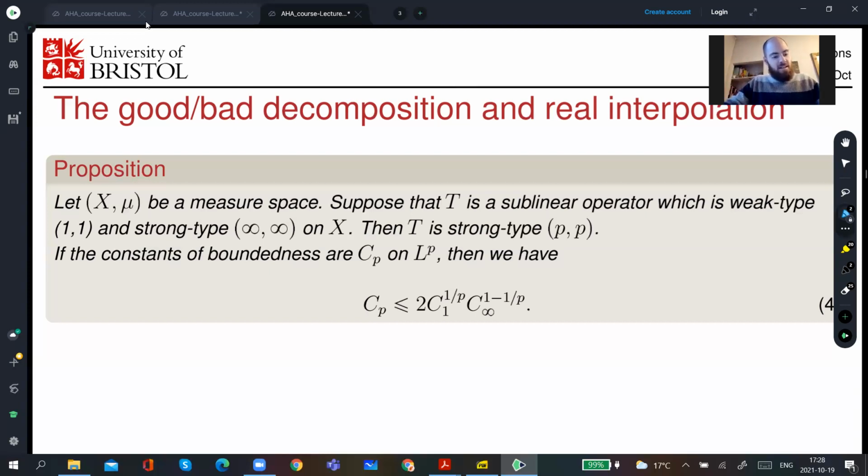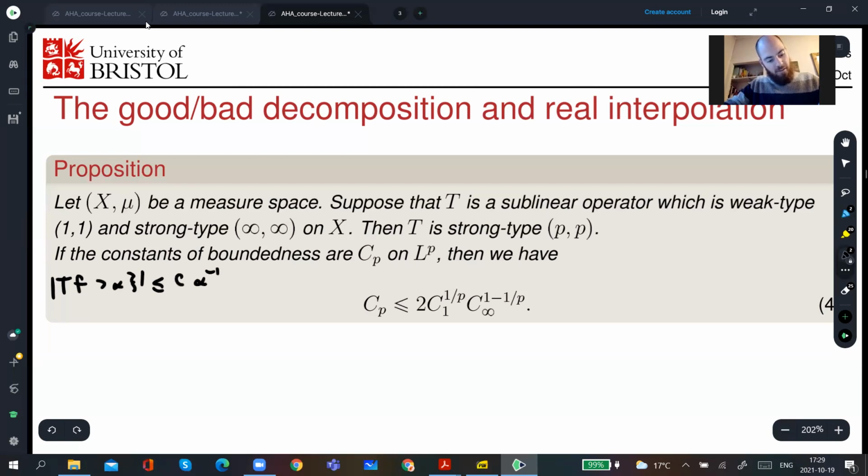Just start with a measure space X, with measure mu, and a sublinear operator T. Assume that it's weak type 1-1, which means it satisfies that inequality: the measure of the set where |Tf| is greater than alpha is less than or equal to some constant times alpha inverse times the L1 norm of f. That constant depends on the operator, but not on the function. And then strong type infinity, which is just that the L infinity norm of Tf is less than or equal to, let's call that constant C1, and this constant C infinity times the L infinity norm of f.